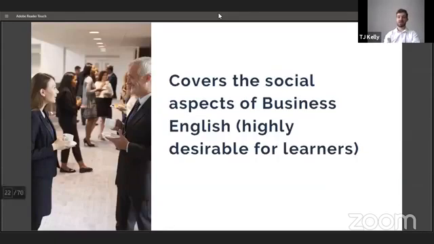The course covers certain aspects of social English, which is very useful for when you're in social situations associated with your business role. If you have clients or customers who are new in town and maybe you have to show them around, or if you need to network when you're at a conference, to build up relationships with other companies, this is a very useful topic that gets covered.